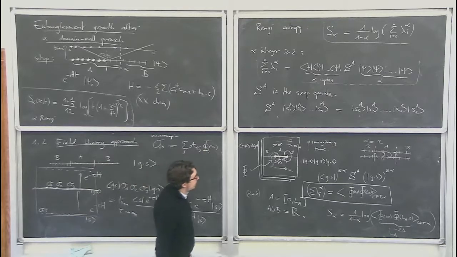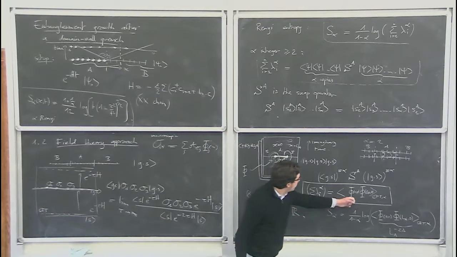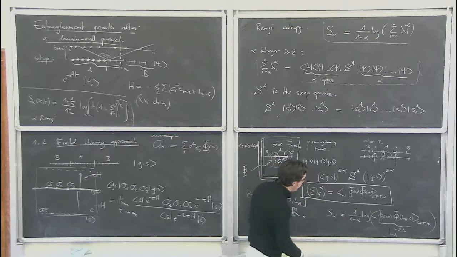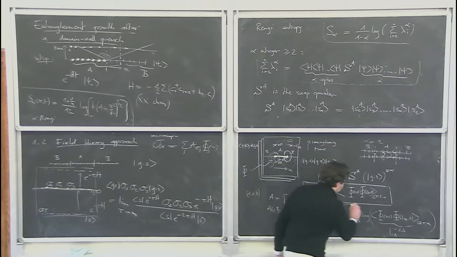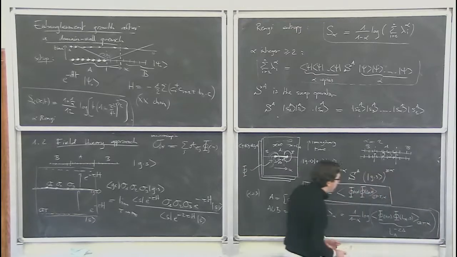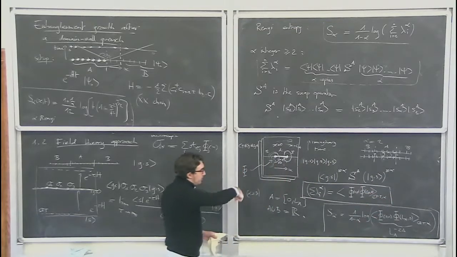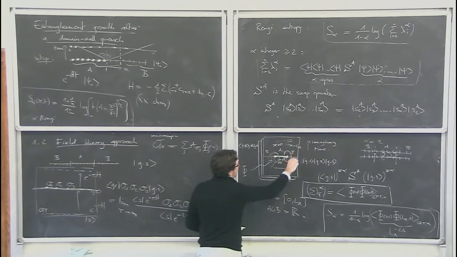Okay, so what is important at this point is that you understand that in the end, the Renyi entropy is just expressed as some expectation value of this twist operator that changes the boundary condition, if you want, as you turn around it, and that connects the different copies.